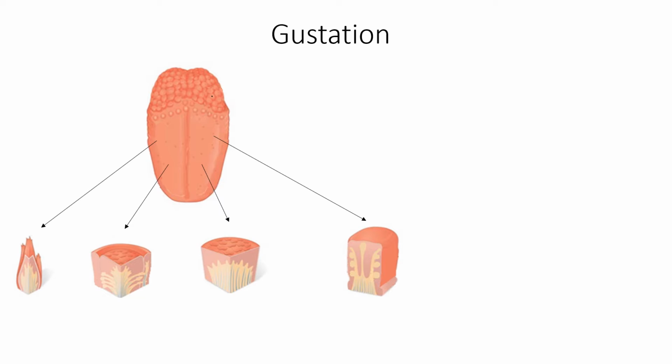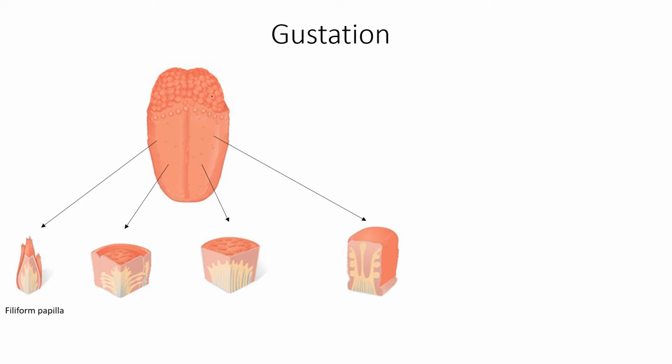Hi, in this video I will explain how gustation, in other words sense of taste, allows you to detect and differentiate among various flavors coming from food and fluid ingestion. If you look at your tongue, you will see that it is covered with tiny little bumps called papillae, which differ in appearance and function.